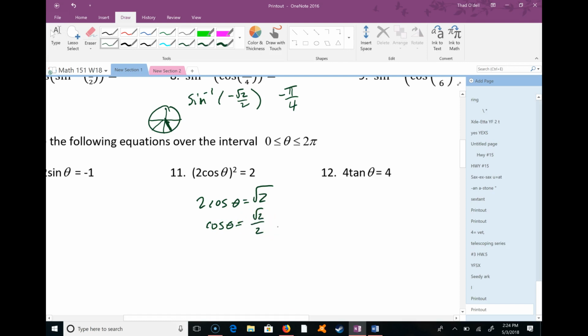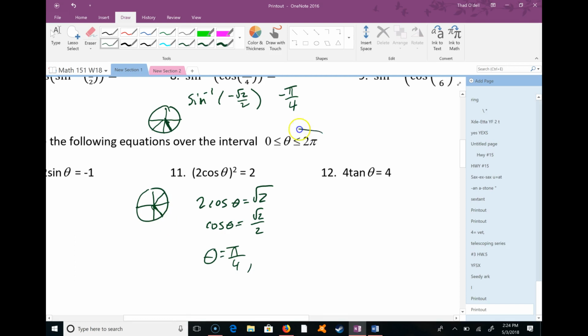And now I'm just going to use my knowledge of the unit circle, because I know the unit circle. Cosine is equal to rad 2 over 2 there and there. So that would be theta is equal to pi over 4 for sure. Now this one is in the fourth quadrant, so I could call it negative pi over 4, or I could call it 7 pi over 4.